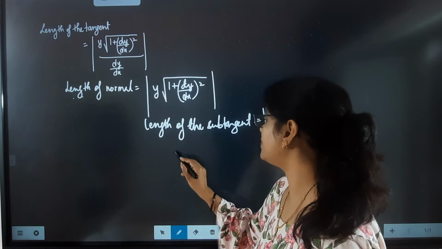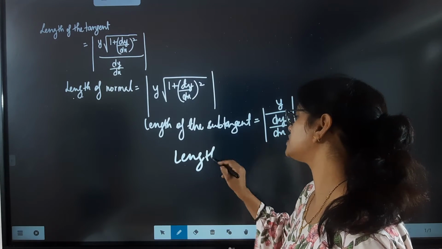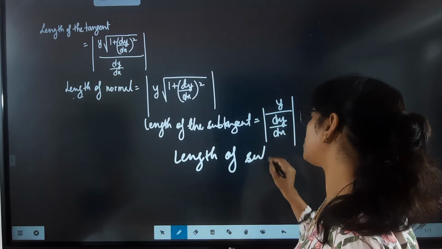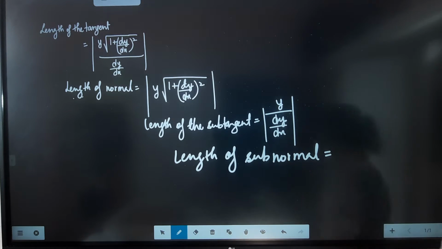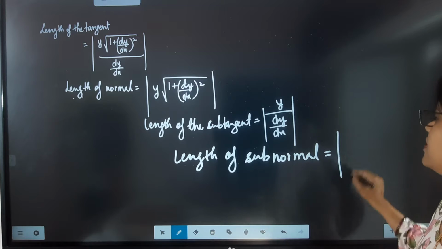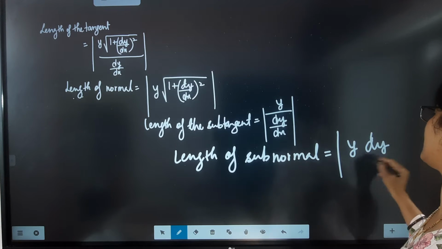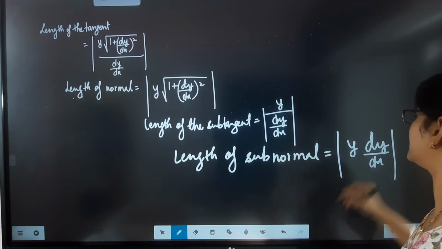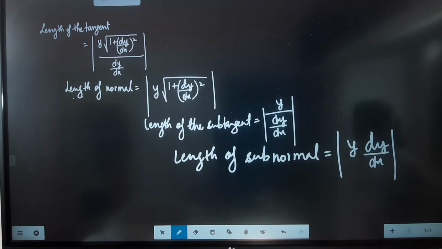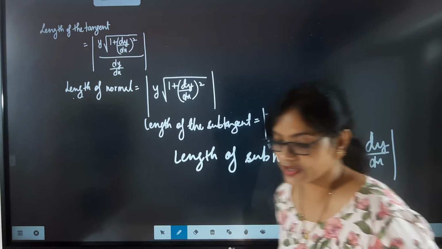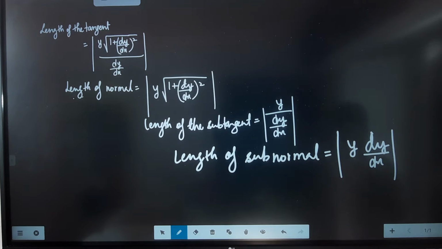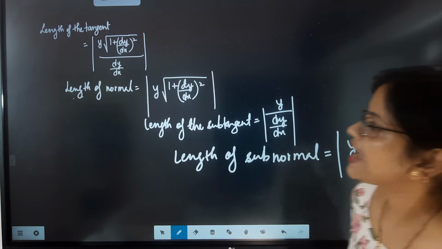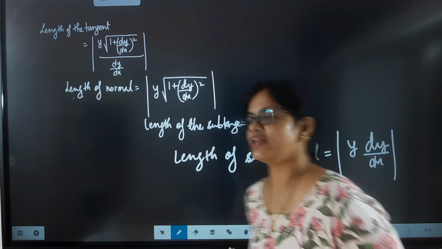So what will be the length of the subnormal? If you are asked the length of the subnormal, then you will write modulus of y into dy by dx. It will become the length of the subnormal. So we got the length of the subtangent, the length of the subnormal, and the length of the normal and the length of the tangent.